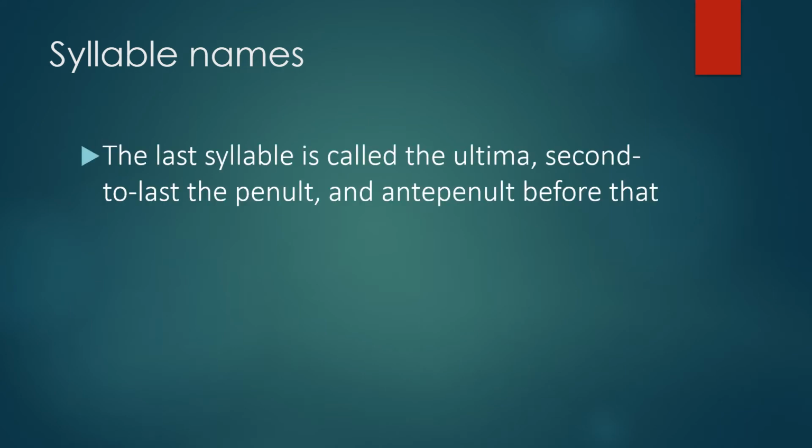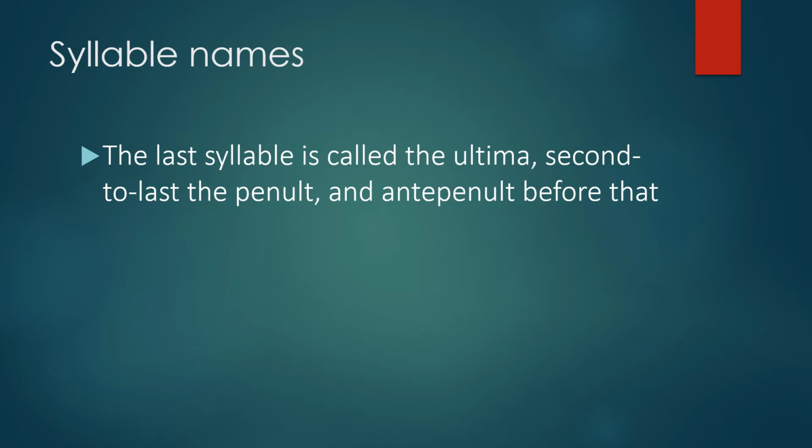Next, syllable names. The last syllable is called the ultima, second to last, penult, and before that, the antepenult. Ultima comes from Latin, means last. Penult comes from paene, if you use classical pronunciation, or paene, ultima. So you've heard the term penultimate, almost last, second to last. Think of the word peninsula in English. Paene, insula, an almost island. So a penult, or paenultima, is the almost last.